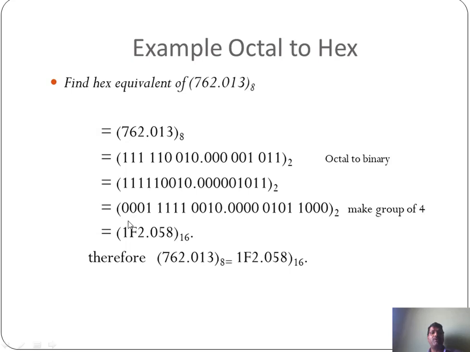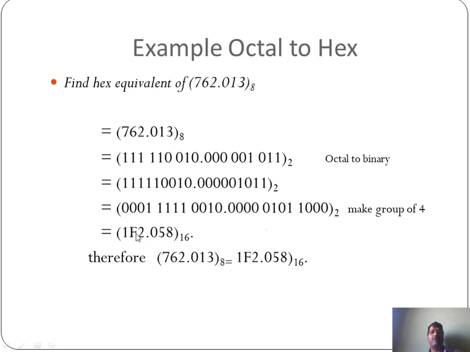Now just convert this binary number to hex equivalent. Now this is 0001, obviously it is 1. 1111, it is nothing but F. Even you can calculate here like this: 1, 2, 4 and 8. 8 plus 4, 12 plus 2, 14 plus 1, 15. So this is F. Again this is 0010, so it is only 2.